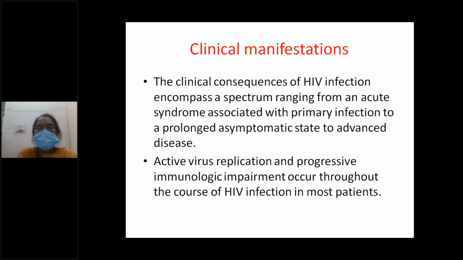The clinical consequences of HIV infection encompass a spectrum ranging from an acute syndrome associated with primary infection to a prolonged asymptomatic state to advanced disease. So active virus replication and progressive immunological impairment occur throughout the course of HIV infection in most patients.